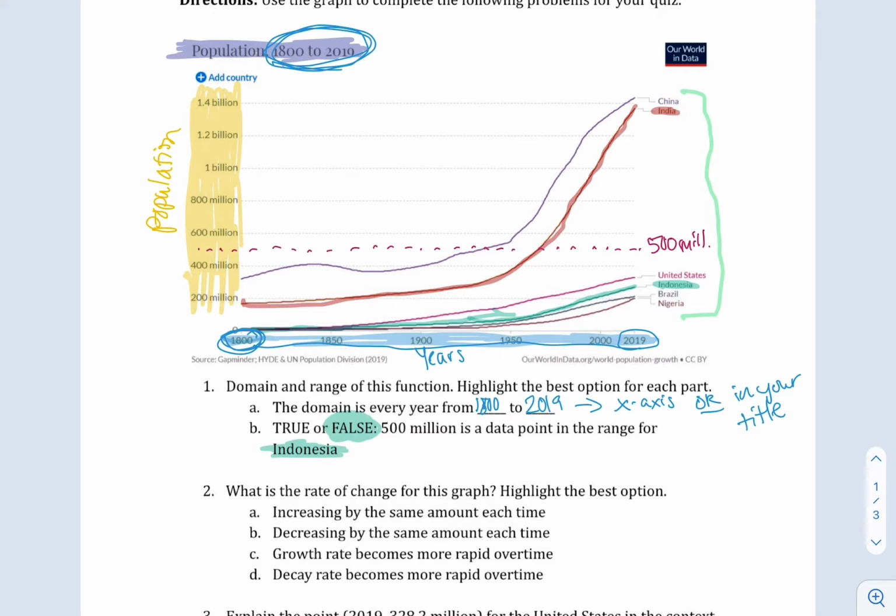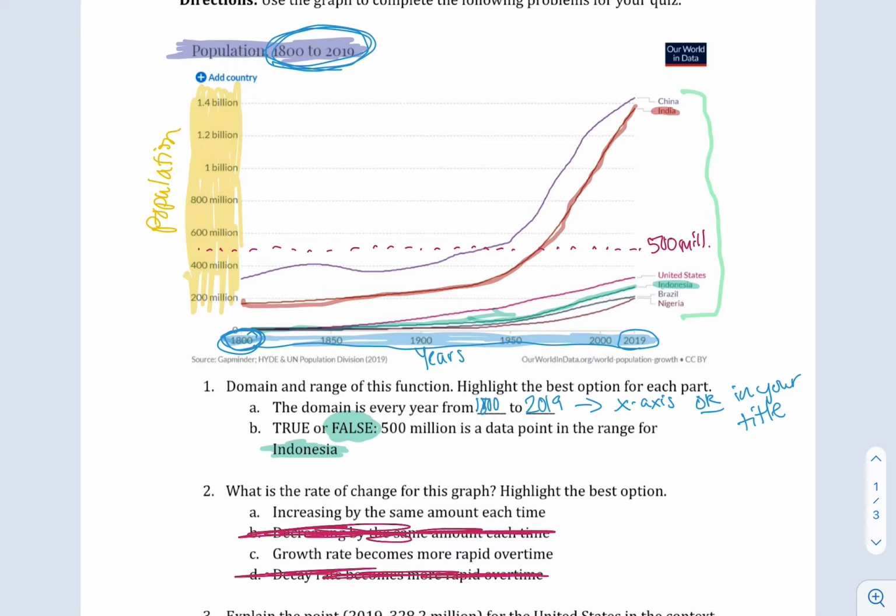So what is the rate of change for this graph? First of all, you want to ask yourself, am I increasing or am I decreasing? All of these graphs are increasing, so we can automatically get rid of anything that has to do with decreasing or decay. Okay, because we know that our graph is always going to be increasing, looking at it, we know that it cannot be decreasing or have a decay rate.